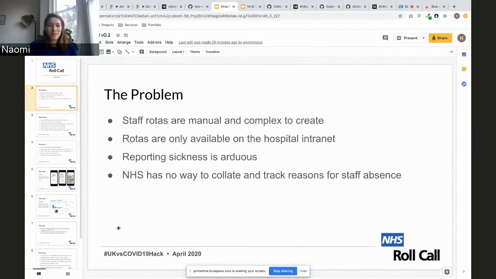So after speaking to Maya, who was really helpful in terms of supplying information around how rotas work and the issues that she runs into with creating rotas and working in hospital, we found these problems. So you have to create rotas manually, they're really complex. And also when staff need to report sickness, they have to speak to like 3 different people on the phone, and there's no easy way to track the reasons they're off sick.